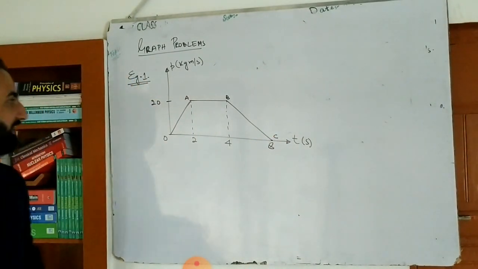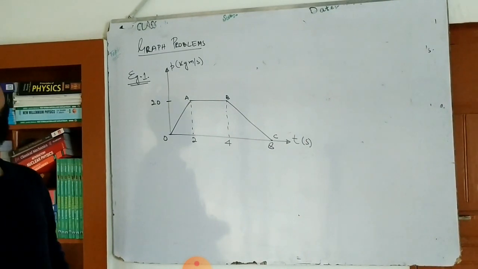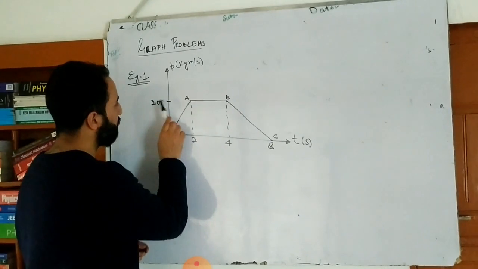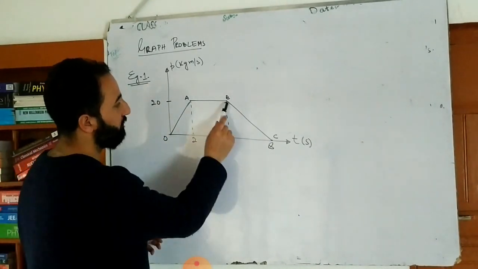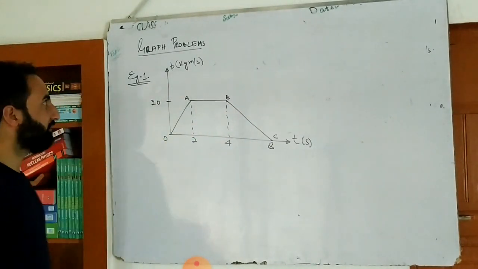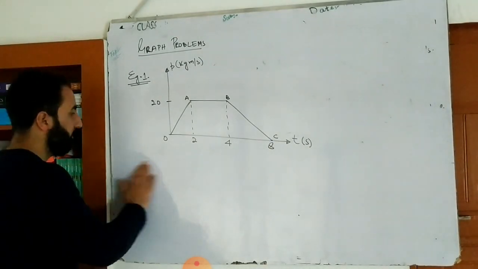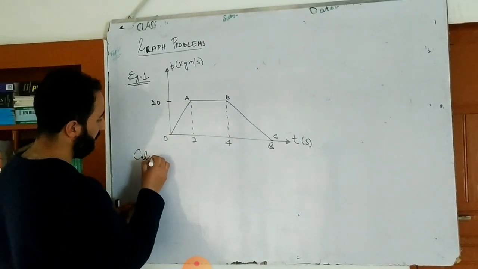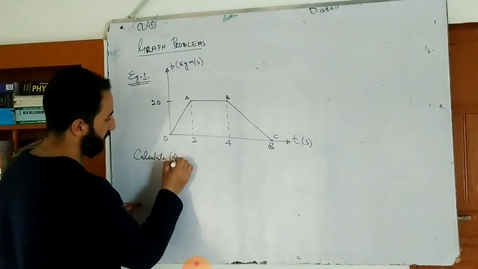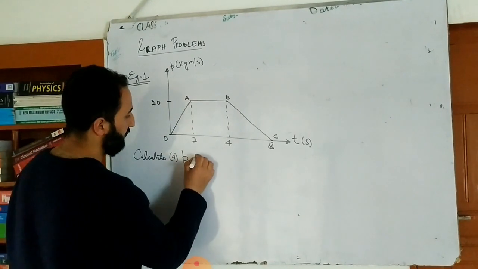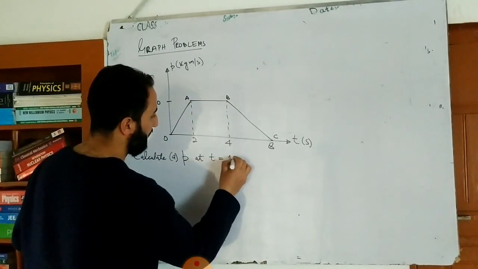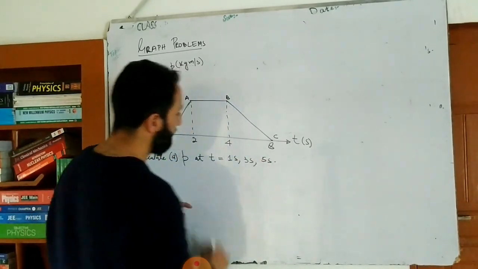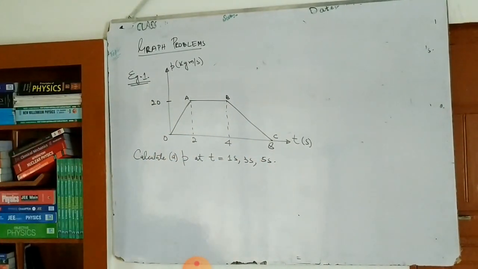First of all, it implies that from point O to point A, the momentum increases linearly with time. Then from A to B, the momentum remains constant at 20 kilogram meter per second. Then from point B to point C, momentum decreases. Now calculate part A: momentum P at t equal to 1 second, 3 seconds, 5 seconds. For these three different times you have to calculate the instantaneous momentum.